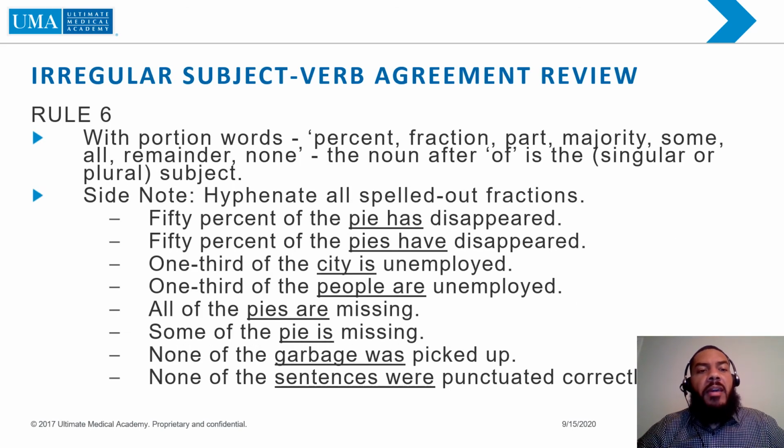Okay, and now we have rule 6. With portion words, percent, fraction, part, majority, all, remainder, none, the noun after "of" is the singular or plural subject. So, side note, hyphenate all spelled-out fractions. Okay, here we go with some examples, and we'll go over them now.